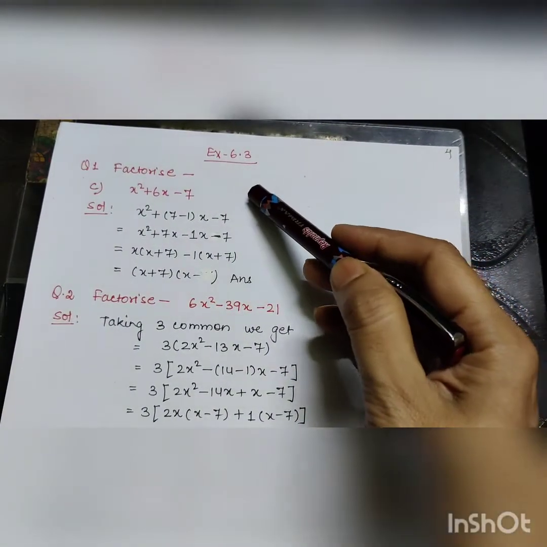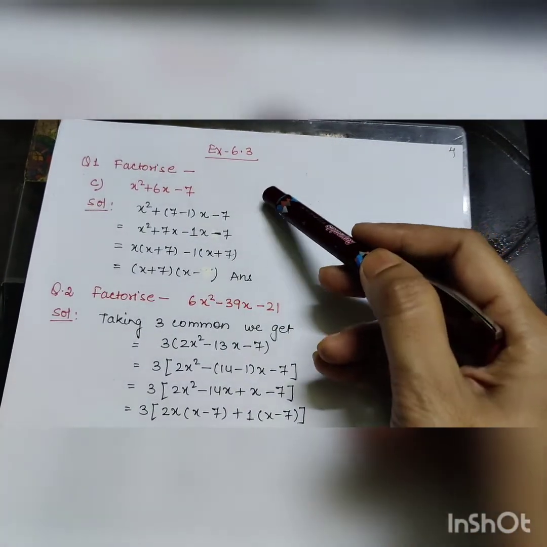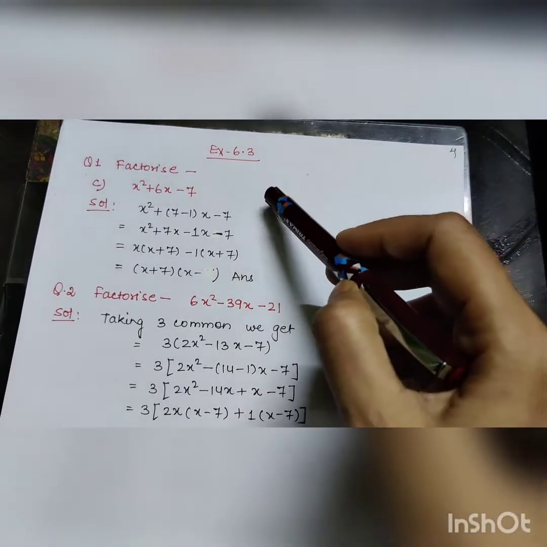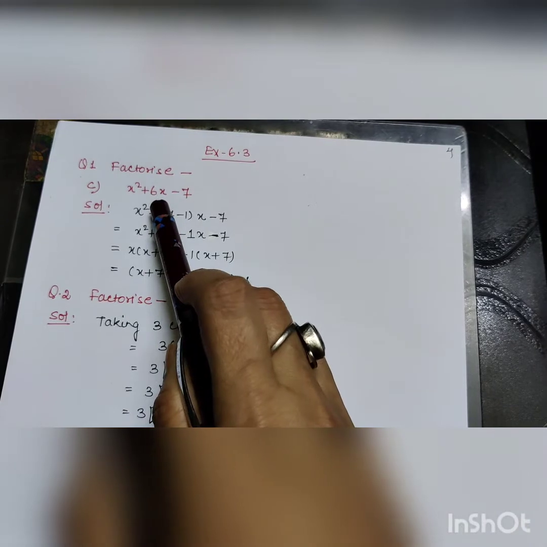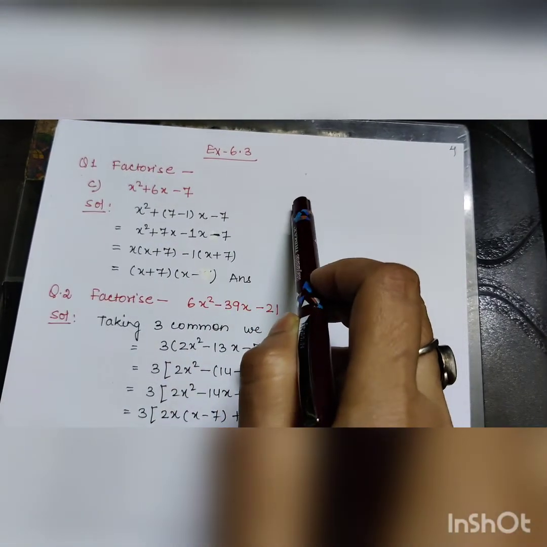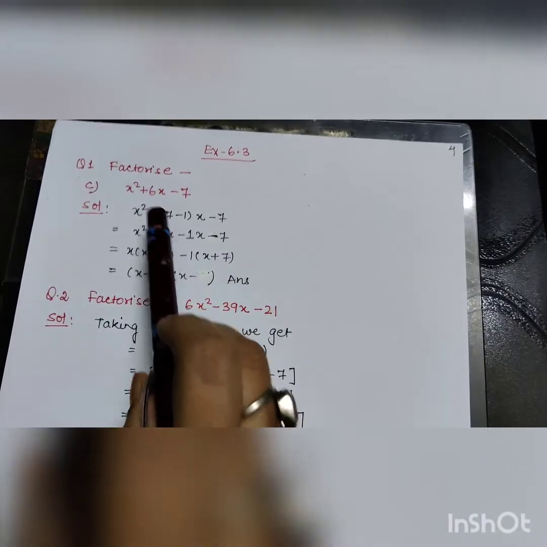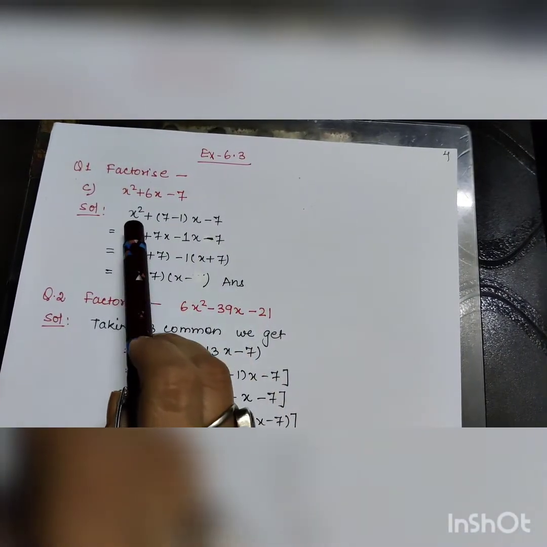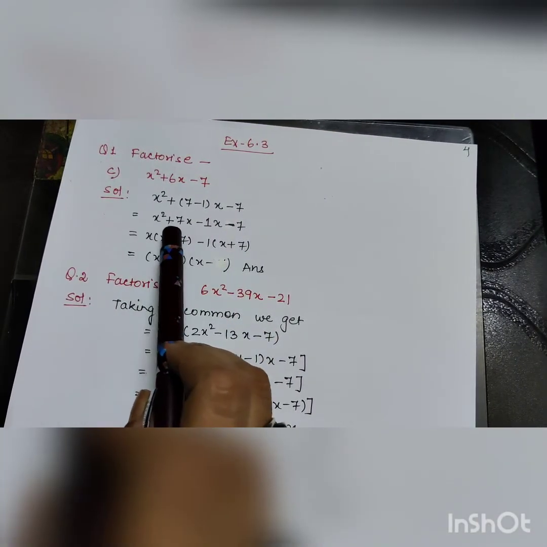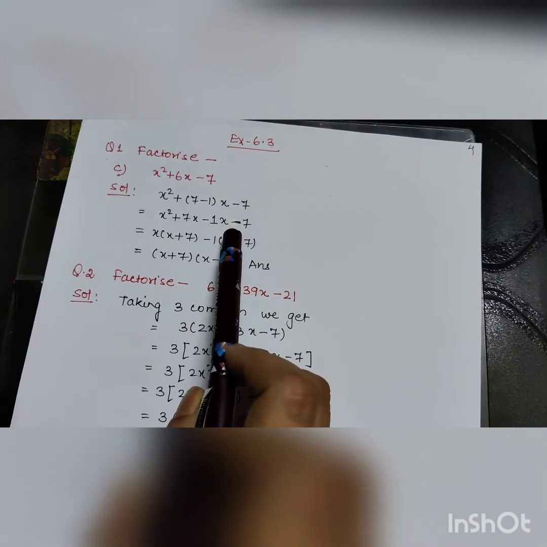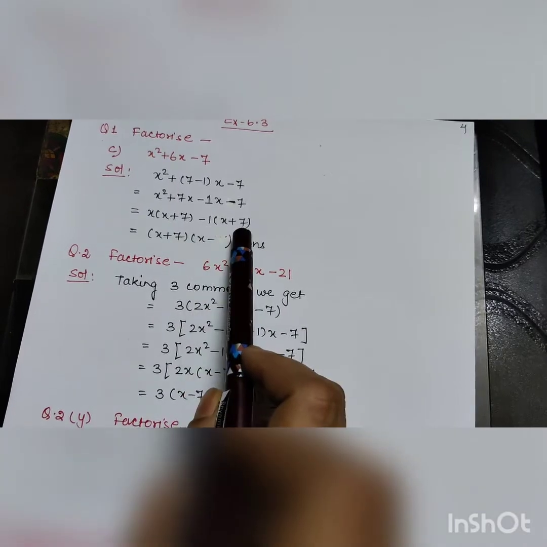So we know that 7 cannot be split into any two factors other than 7 into 1, that is 7 plus 1 or 7 minus 1. So we have to make 6. So we can write 6 as 7 minus 1 because 7 has two factors, 1 and 7. So 6 can be written as 7 minus 1. x square plus 7 minus 1 into x minus 7. Now just open the bracket: x square plus 7x minus 1x minus 7. In the first two, you can take x common. In the last two, you can take minus 1 common.